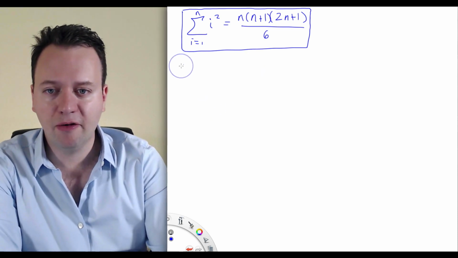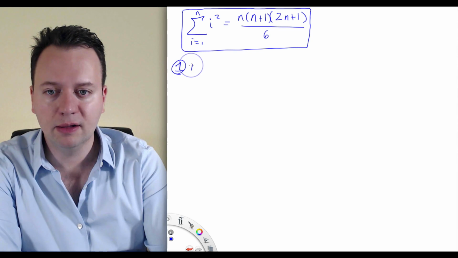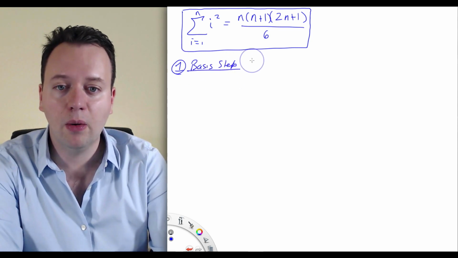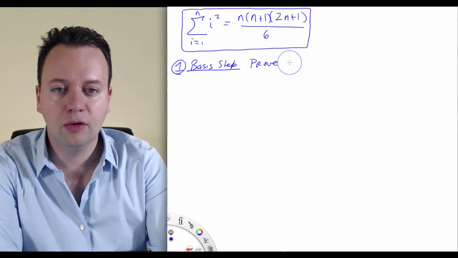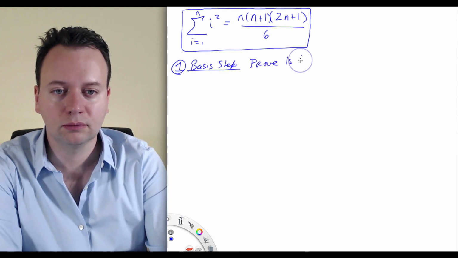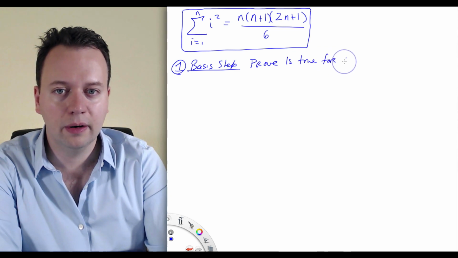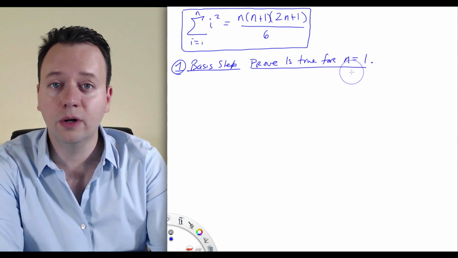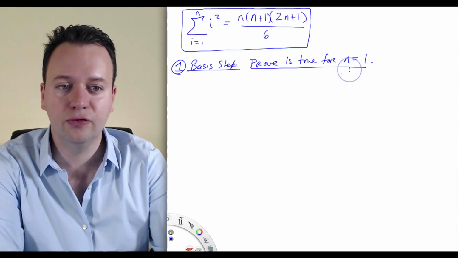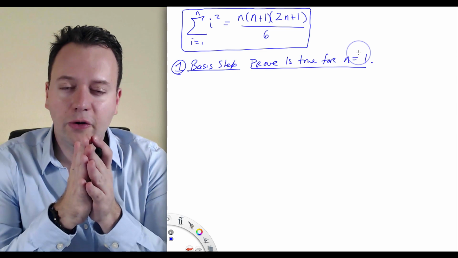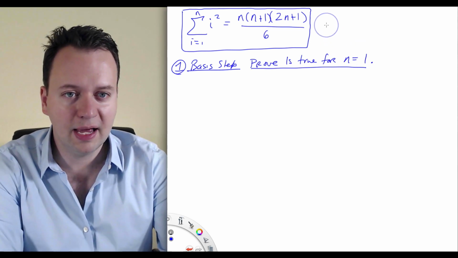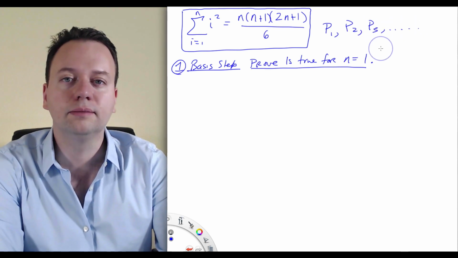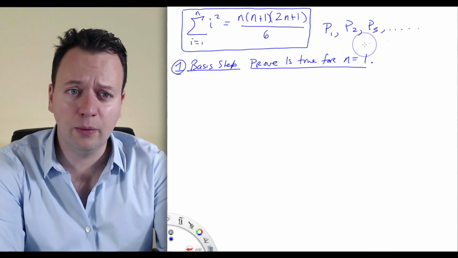So the first step of mathematical induction is the basis step, so the basis for induction, and we want to prove the formula is true for n is equal to 1. So we basically assume the statement is true for n is equal to 1. And really what we have here is a sequence of statements. So we have some statements P1, P2, P3, and so forth. And for every value of n, we get a different statement.